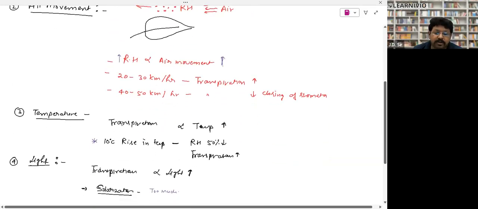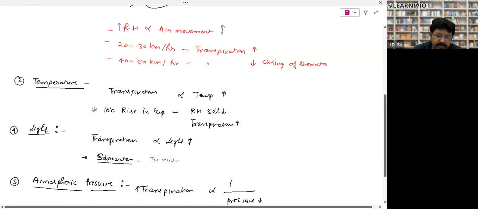Temperature: obviously transpiration is directly proportional to temperature. If temperature increases, then transpiration will also increase. At a rise of 10 degrees temperature, the relative humidity decreases by 50% and transpiration increases, right?